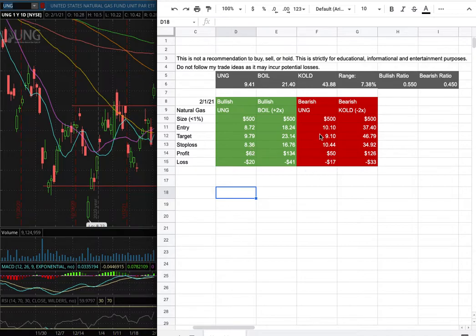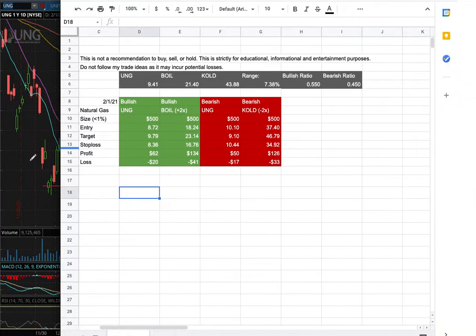However, if I were to open a short position, my entry is at $10.10, and that is this range here. My sell target for it is at $9.10, and my stop loss is at $10.44. So whichever entry price were to hit first, that'll be my position of the week.